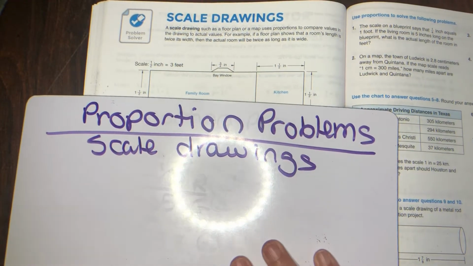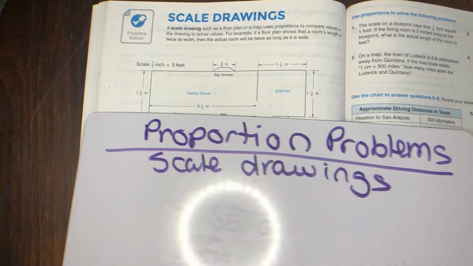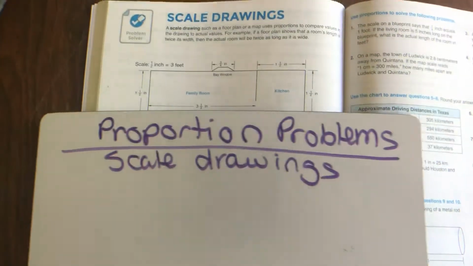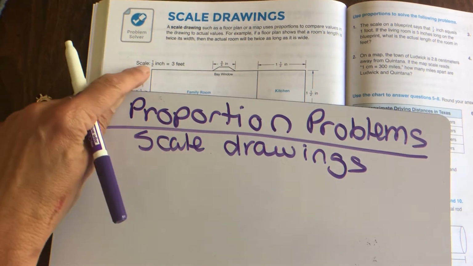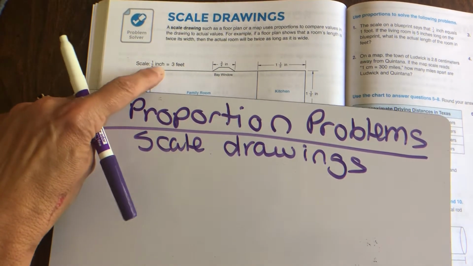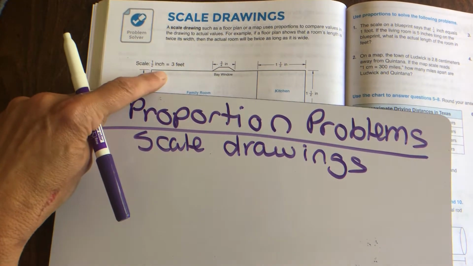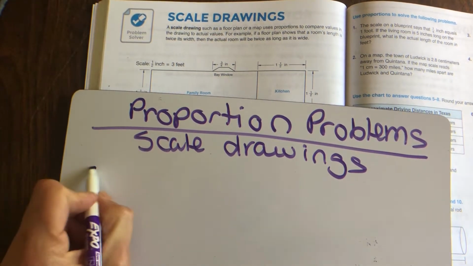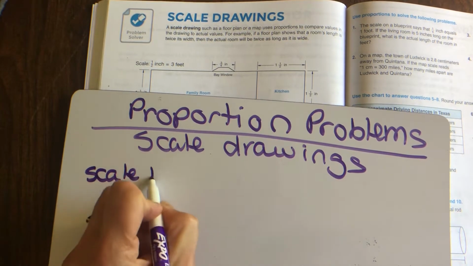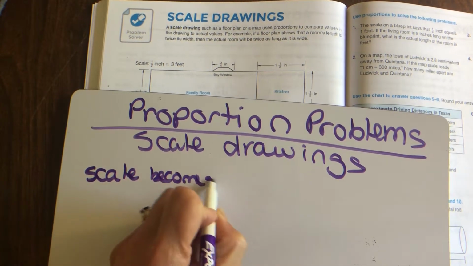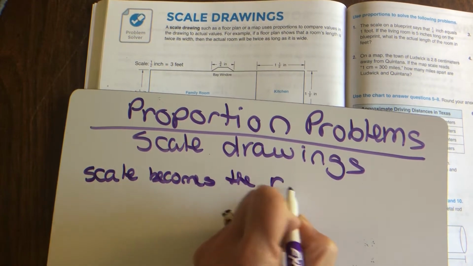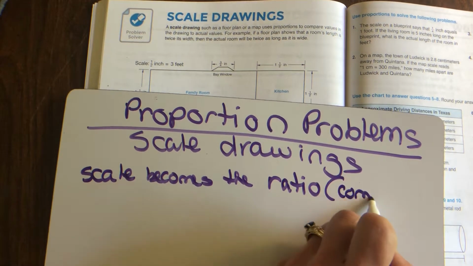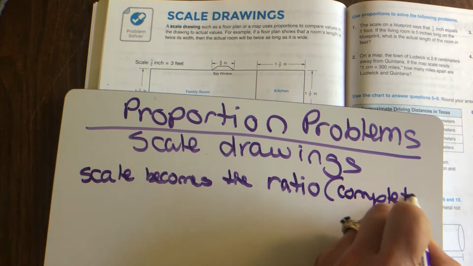So what happens for your proportion problems with scale drawings is, if your scale is 1/2 inch equals 3 feet, anytime you have the scale given to you, that's the dead giveaway that that's your ratio. So your scale becomes your ratio, that first complete ratio that we used to fill in that first fraction line.